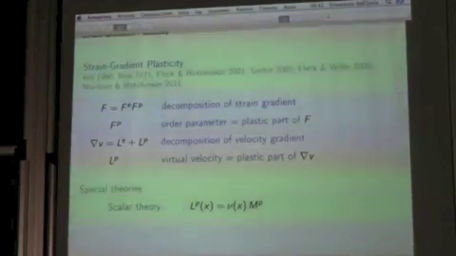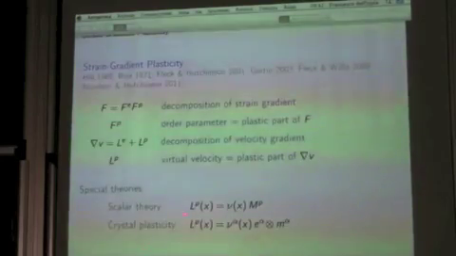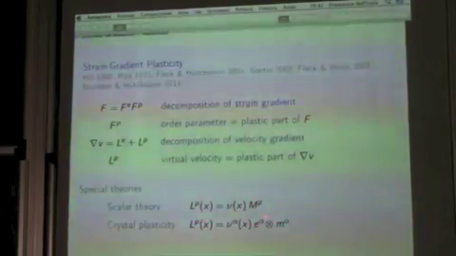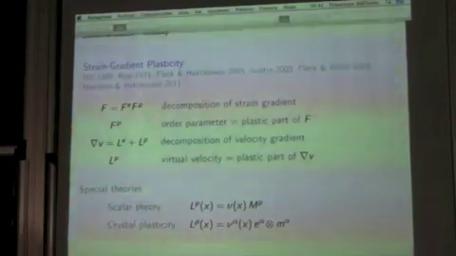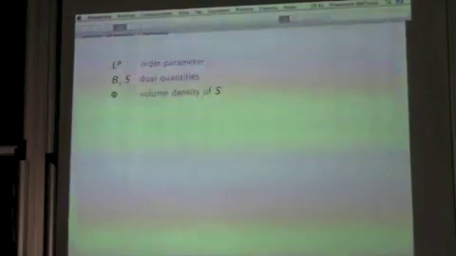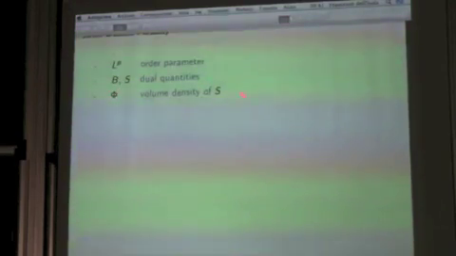So there are special theories, okay, scalar theory in which the tensor is fixed and only changes the scalar multiplier, or crystal plasticity in which this is a sum of dyads, and in the dyads we have vectors which reproduce slip planes and slip directions. So we have this order parameter. These are the corresponding dual quantities, volume and surface, and this is the volume quantity of the surface density.